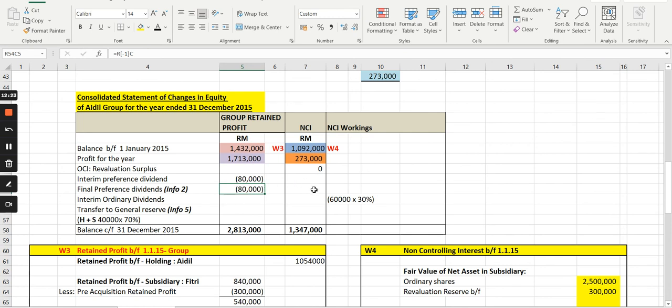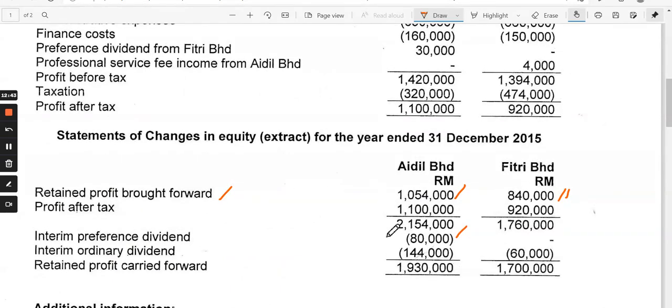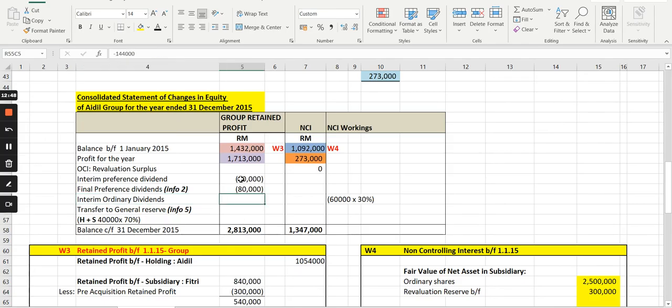Next, there is none here as well because, as I said, there is no share of preference dividend to be included in the NCI if that was a redeemable preference type. Next is the interim ordinary dividend. Just take it from the question here, 144. Check if you have any final ordinary dividends. Check for that, final ordinary dividends, but there is none.